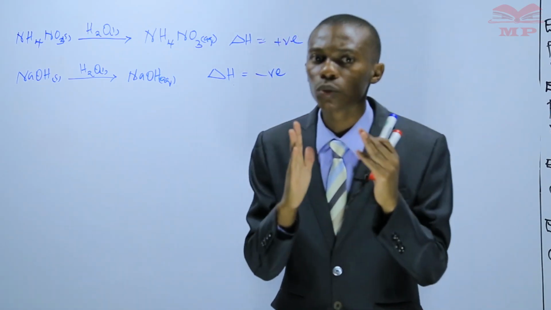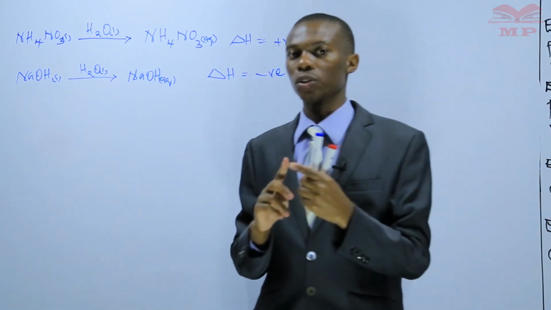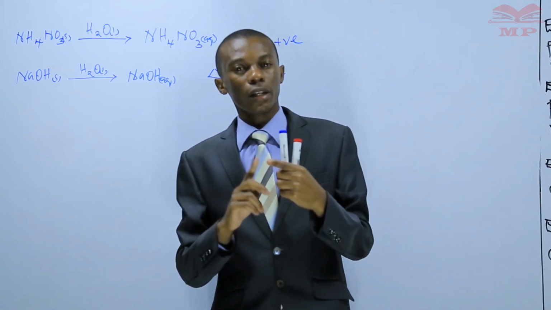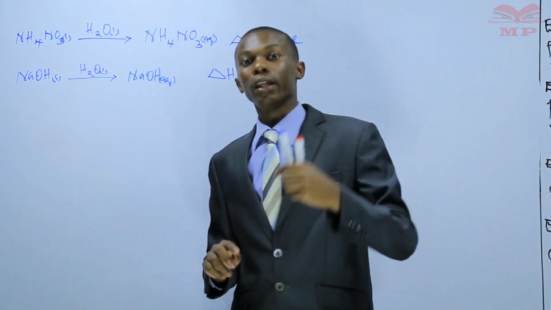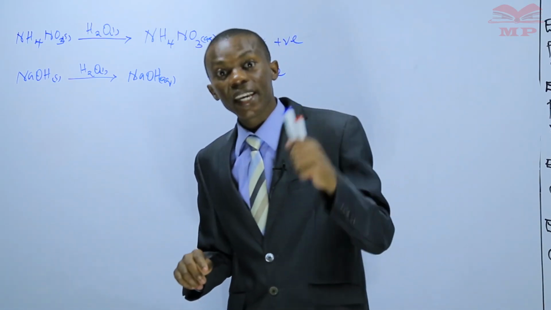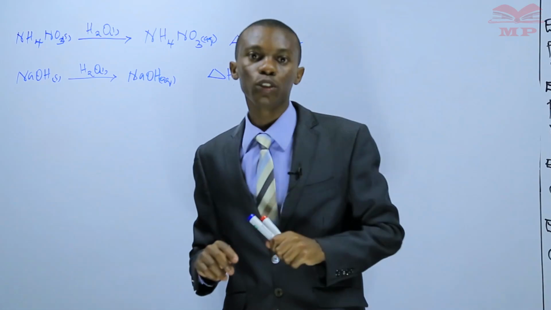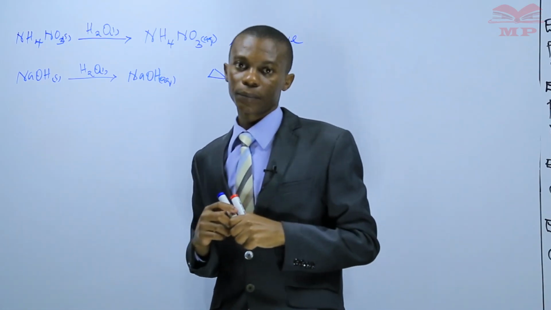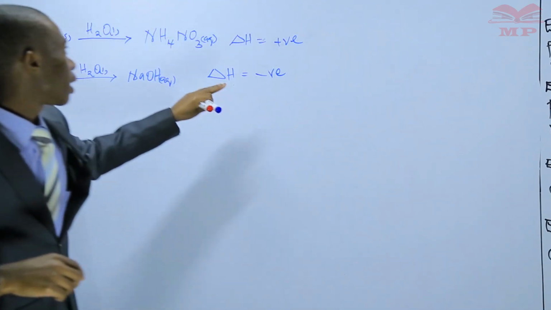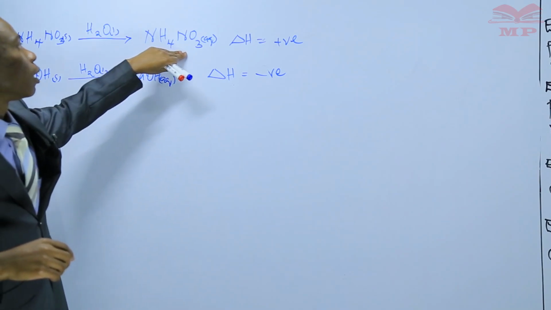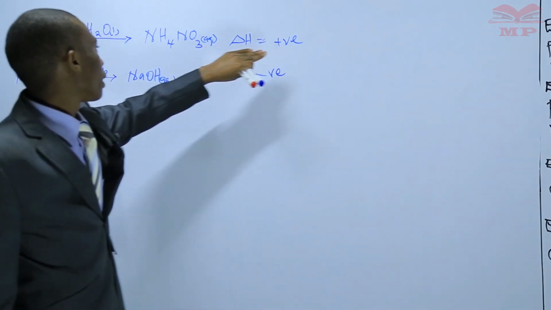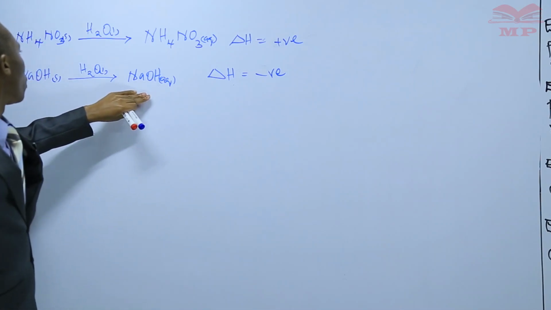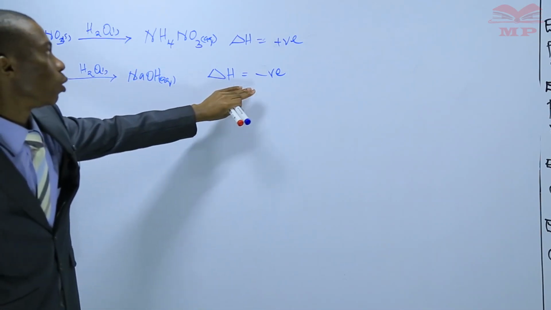So you just need to know that in exothermic reactions, energy is lost to the surrounding. Then in endothermic reactions, energy is gained into the system. Therefore, the enthalpy change for an endothermic reaction will be positive. Then the enthalpy change for an exothermic reaction will be negative.